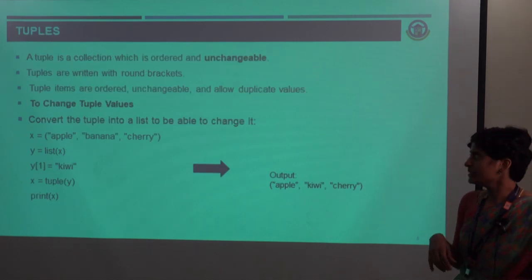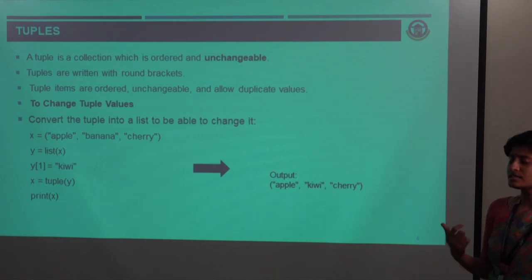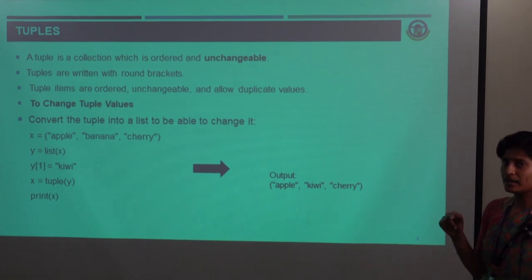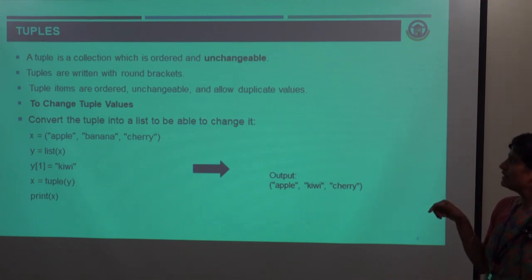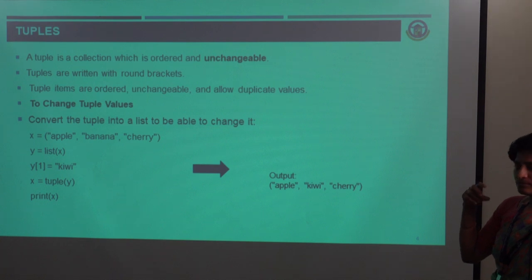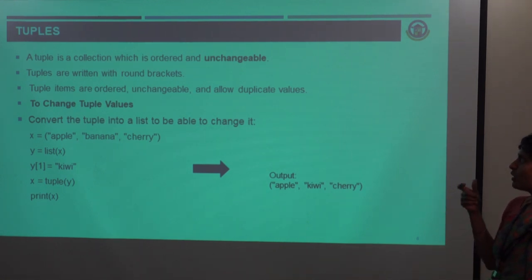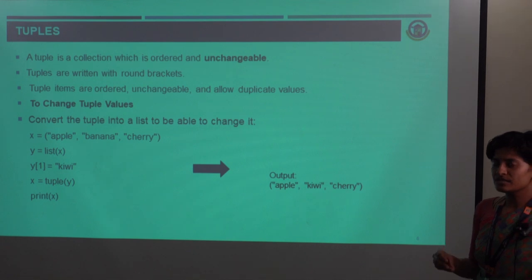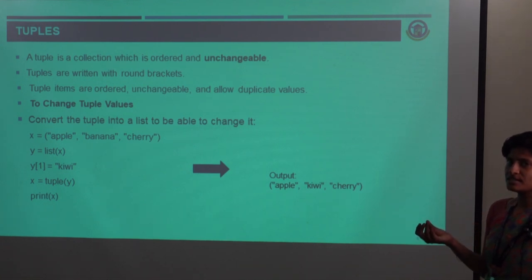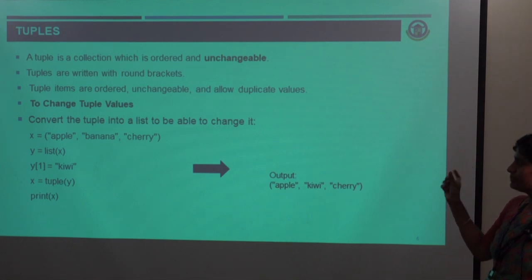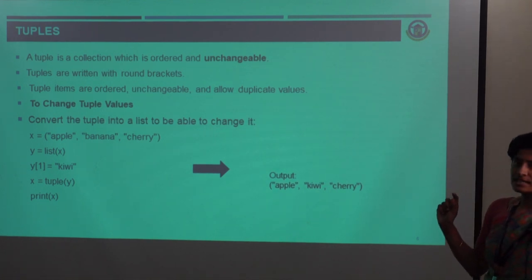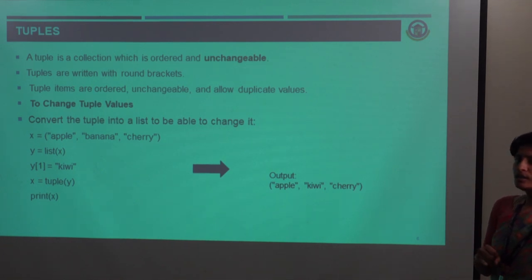Next we are going to see tuples. The main difference between tuples and lists is that in the list we use square brackets, and in a tuple we use round brackets. Mainly, list and tuple are both used to store multiple items inside a single variable. A tuple is a collection which is ordered and unchangeable. So we can't directly add or remove items inside tuples, but we can do these operations in the list. This is the main difference between tuples and lists. Mainly tuples are written inside round brackets. The tuple items are ordered, unchangeable, and they allow duplicate values.